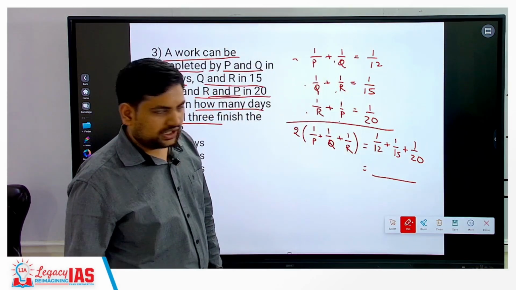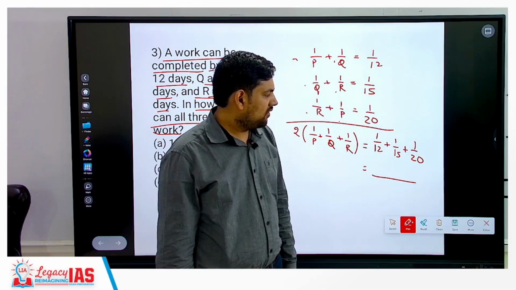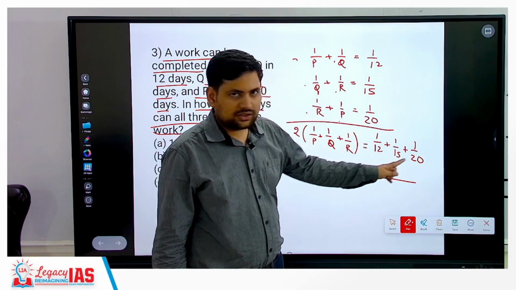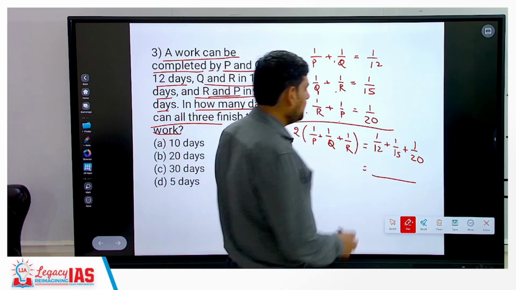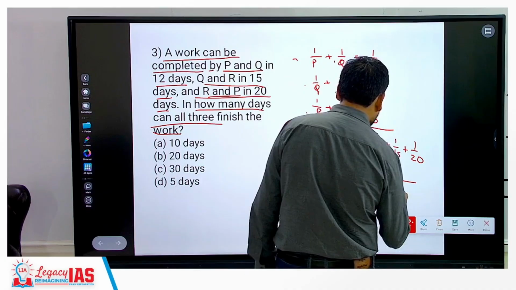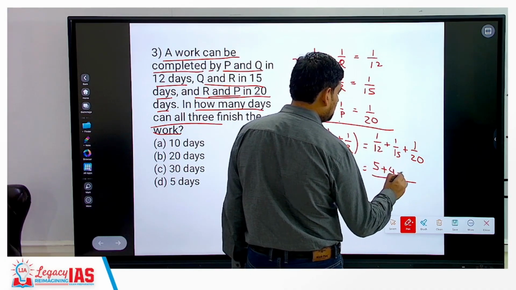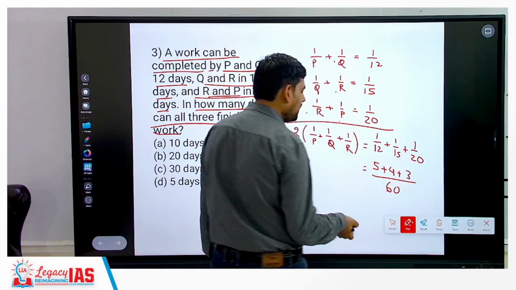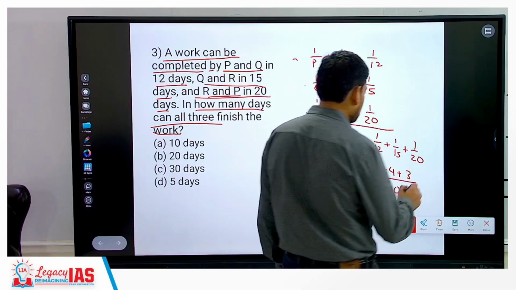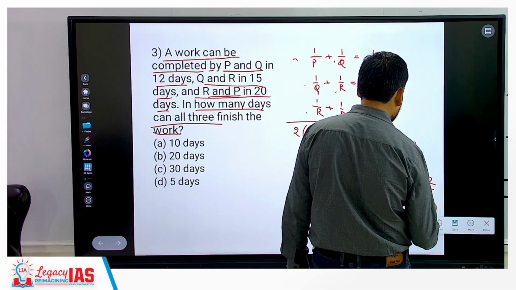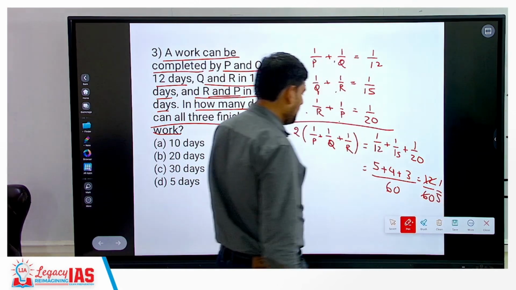How many times will this go? 12, 15, 20. 15 twos are 30, correct? Not divisible by 12. Or 20 twos are 40, not divisible. Or 20 threes are 60. 60 is divisible by all of them. So 60 becomes the LCM. How many times will this go with 12? 5 times. With 15 this will go 4 times. With 20 this will go 3 times. That's it. What you got? 5 plus 4 is 9. 9 plus 3 is 12. So this becomes 12 by 60, or 1 by 5.